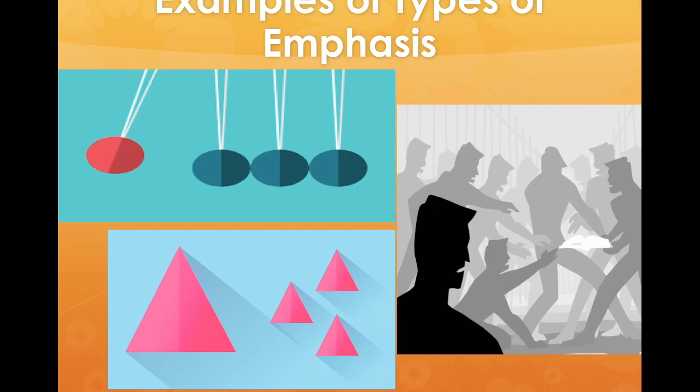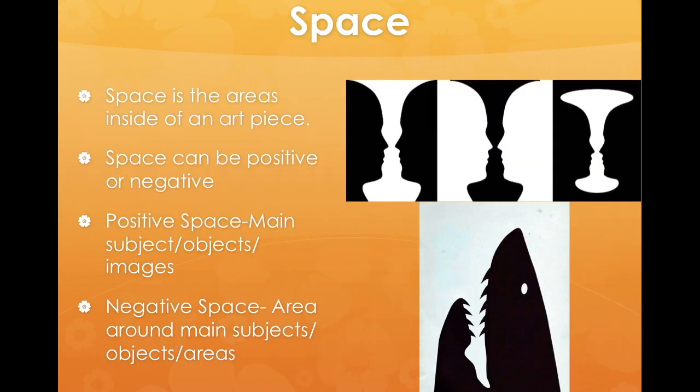Space. For your 7th grade, you're going to learn about space. Space is the area inside of an art piece. It can be positive or negative. And what does that even mean? Positive space is the main subject or objects inside of the artwork. So we can see the shark would be the positive space. And then all this area around it would be called the negative space. That's the area around the main subject.